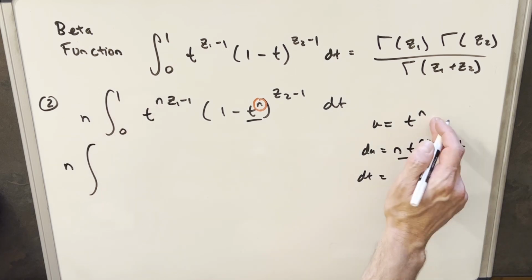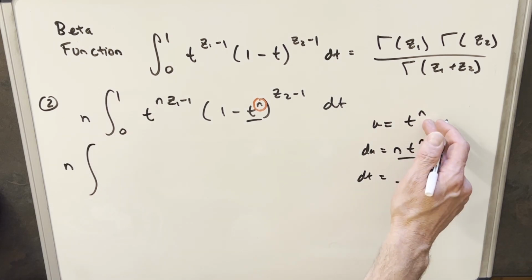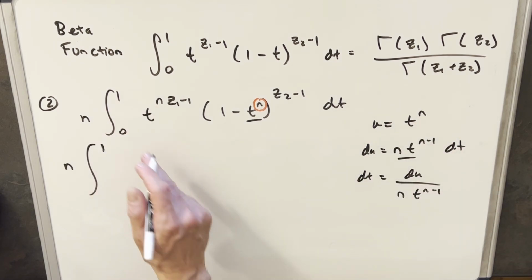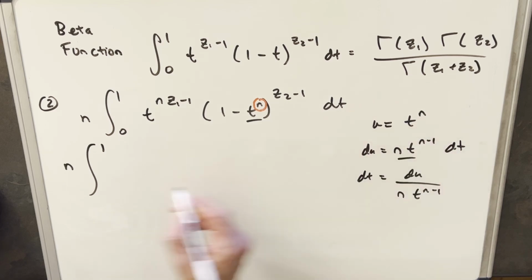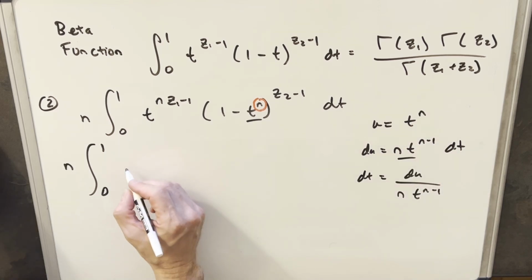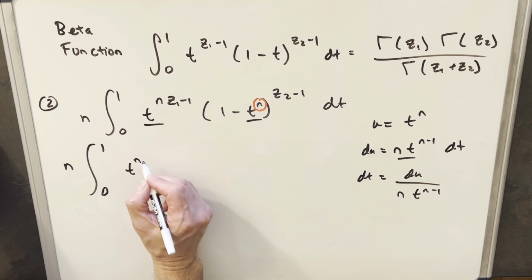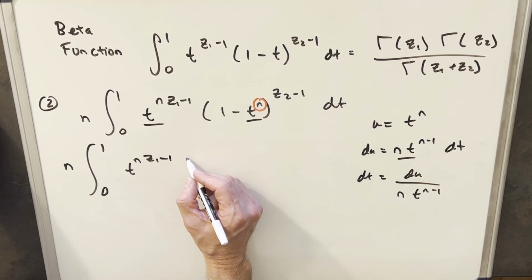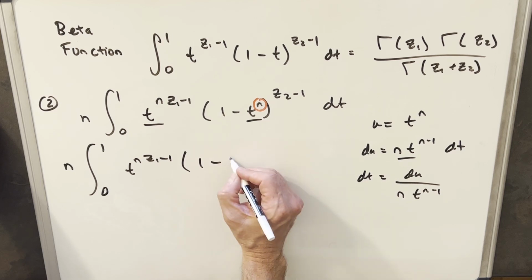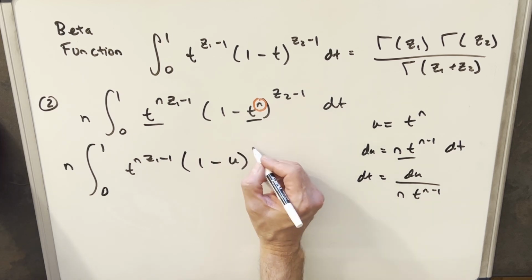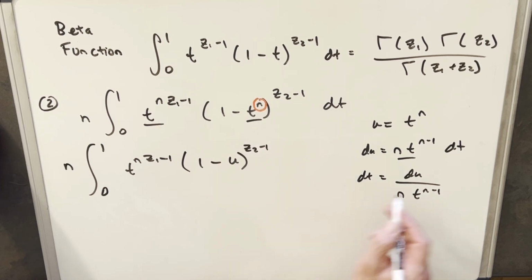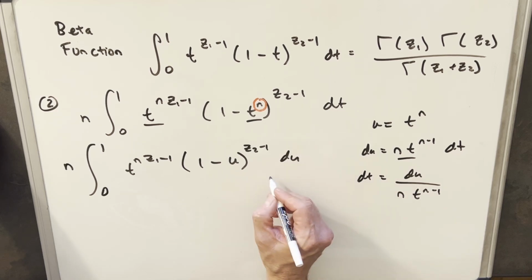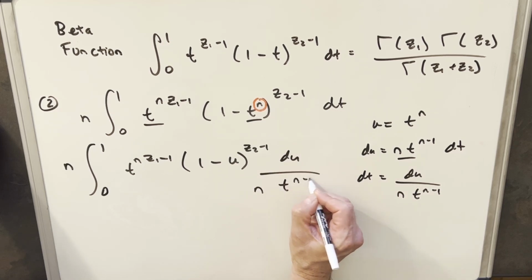So first we'll plug a 1 in here. If t is 1, no matter what we raise to, it's still going to be 1 here. And if we put a 0 in here for t, we still get 0. And then I'm going to leave this first term for now, even though we're in u. We'll just kind of leave this here for now, and we'll handle that in a second. So then we're going to have, this is going to be 1 minus u to the same power. And then our dt is going to be this, du over n t^(n-1).